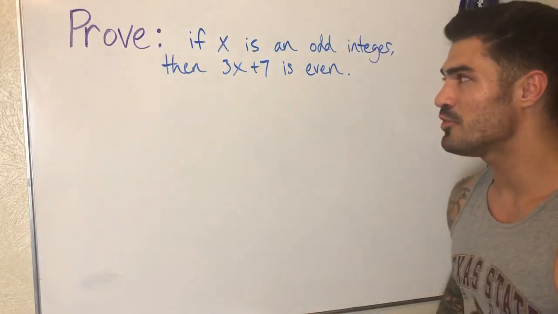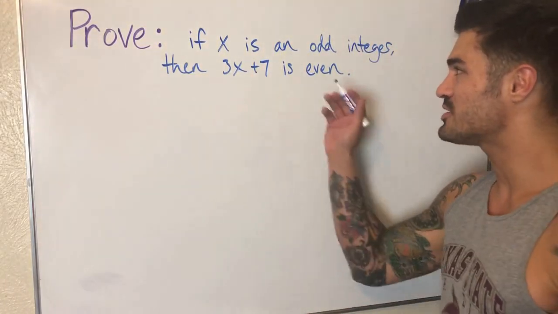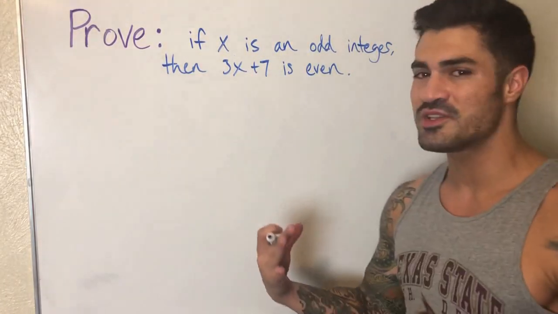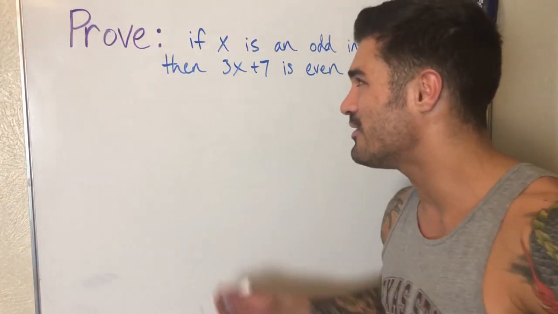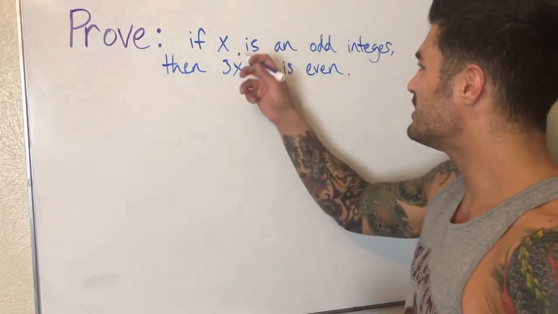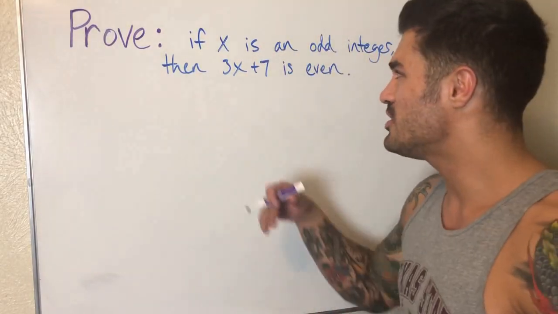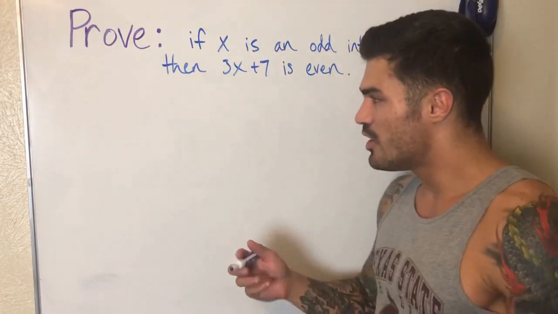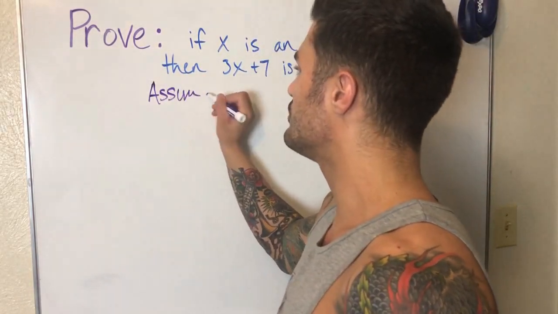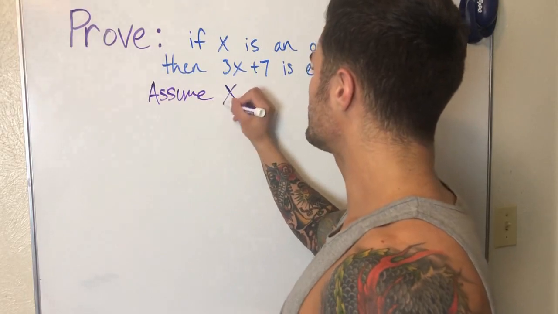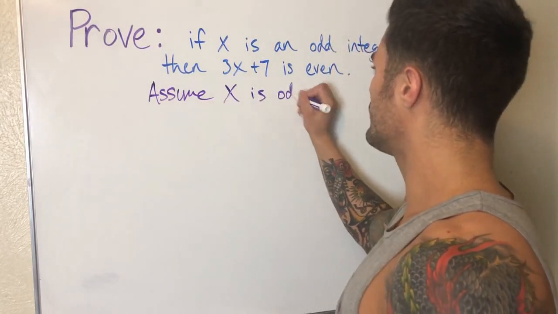So let's see if we can prove this. If x is an odd integer, then 3x plus 7 is even. Where do I start? We have a conditional statement here. Hopefully we're good at identifying that by now. If, then, and my p is x is an odd integer. My q is 3x plus 7 is even. So we're using the direct proof method. I'm going to assume p is true. Assume x is odd.